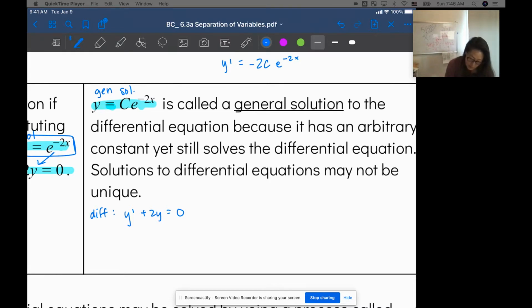And so I'm going to plug that in. Negative 2c e to the negative 2x plus 2 times c e to the negative 2x is equal to 0, because that's what y is equal to. I notice again, I get 0 is equal to 0. So this equation c times e to the negative 2x satisfies my differential equation. The way we would find our c value is like normal: you plug in an initial value or initial point to find that value.